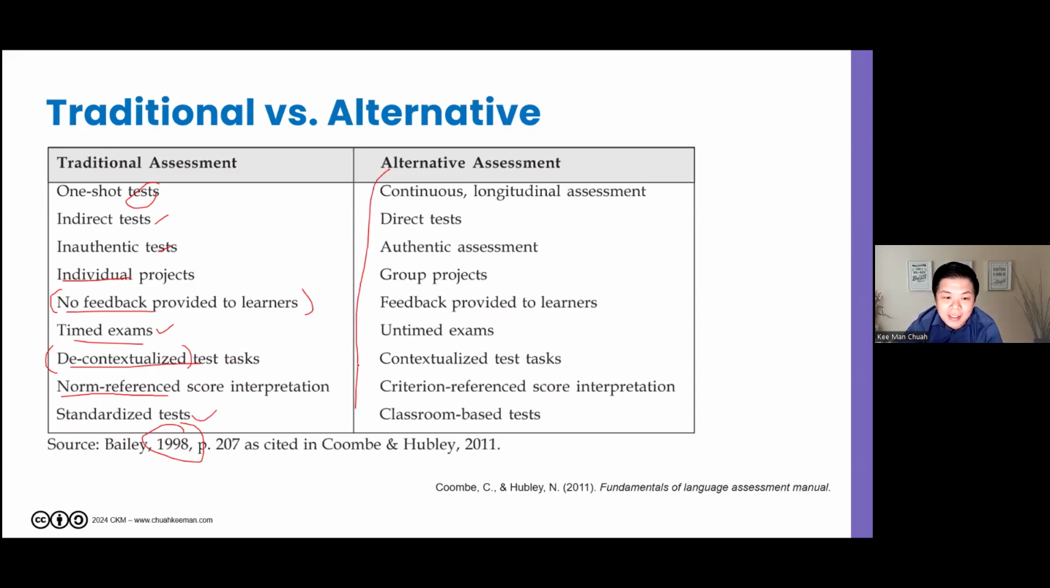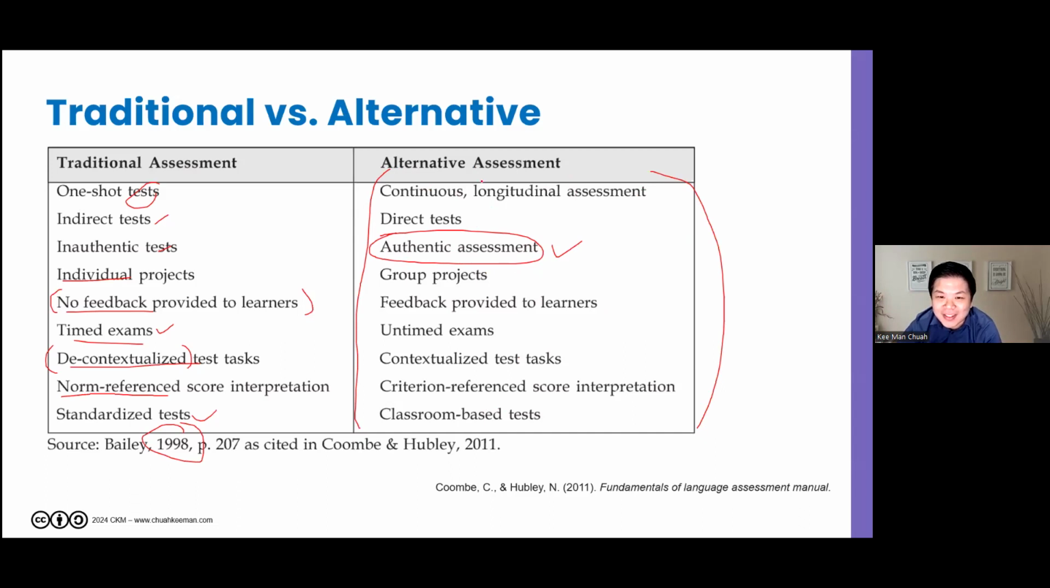Okay, so these are the so-called alternative ones, right? But I think what we need to focus on is this, okay? Because it's part of alternative and we'll try our best to focus more on this one, because this is the one that will give you that hint of whether you are doing traditional or non-traditional assessment.